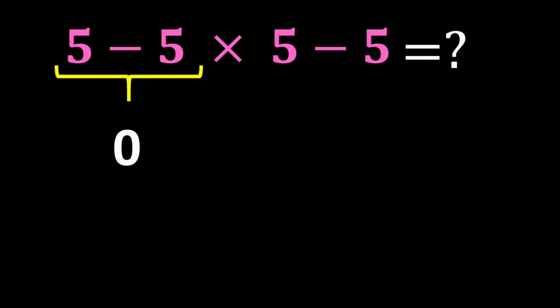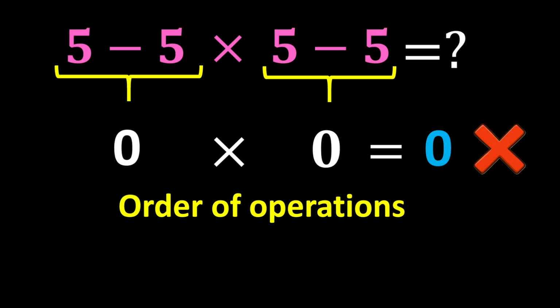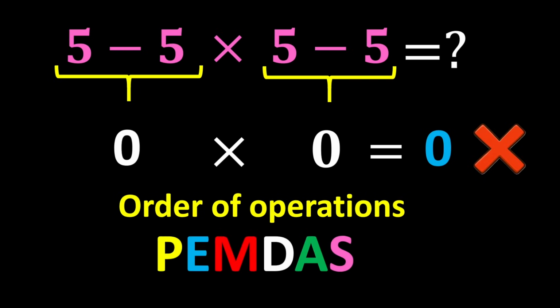5 minus 5 gives us 0. And again 5 minus 5 gives us 0. In the end, 0 multiplied by 0 becomes 0, and our final answer is 0. But this answer is not correct because we did not follow one of the most important rules of mathematics called the order of operations. The order of operations is known by the acronym PEMDAS, with each letter of PEMDAS representing a step.